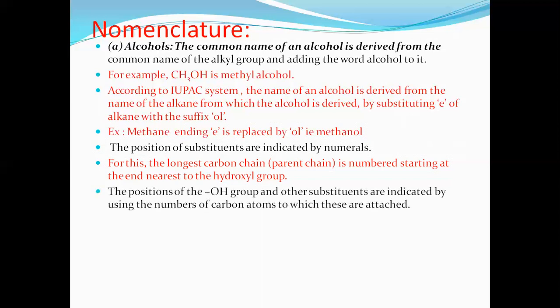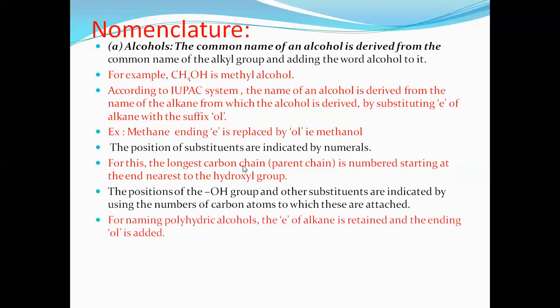Remember, go for the longest chain. After choosing the longest chain, give the lowest possible number to the carbon atom containing OH. That carbon atom containing OH must be given the lowest possible number. If the OH group is present at one of the ends, that carbon atom is started as the first carbon atom, and then we can continue along the longest chain.